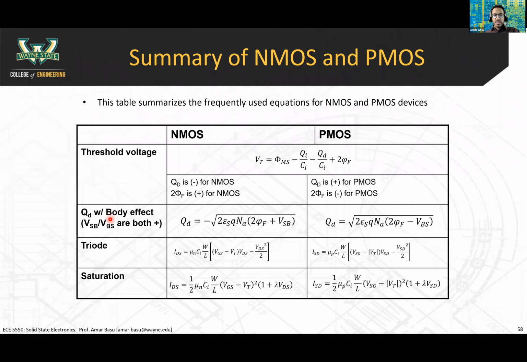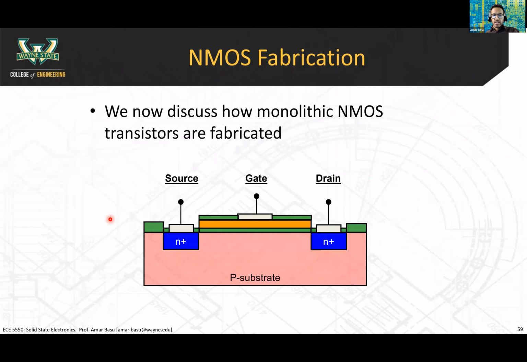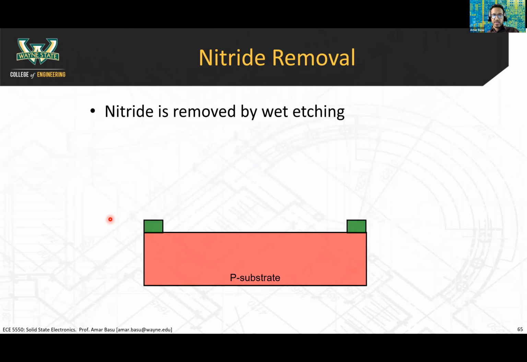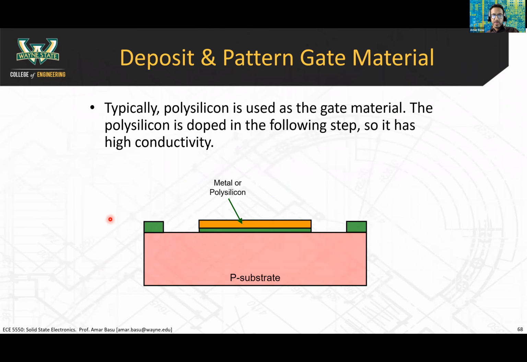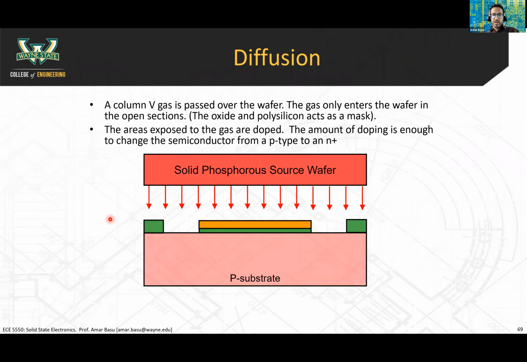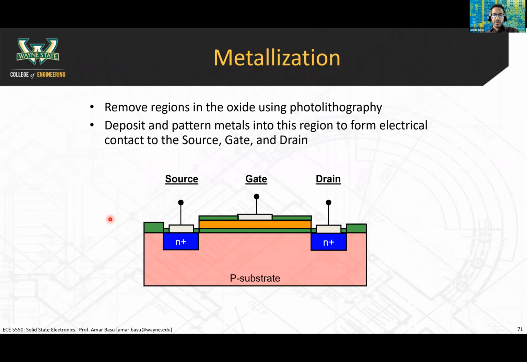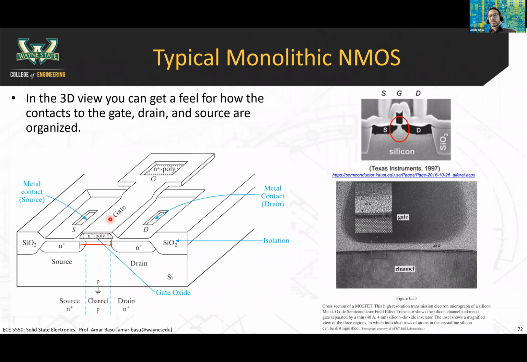You're going to see some remaining slides in your handouts. This is a summary of the NMOS and PMOS device, and then a bunch of slides that walk you through the steps of how a MOSFET is actually made. I think you'll find that interesting if you work as a process engineer for a company like Intel or AMD. Understanding these process steps will become very important. So this is what a three-dimensional structure of a MOSFET looks like.